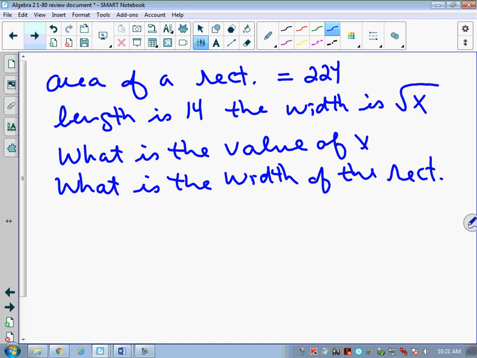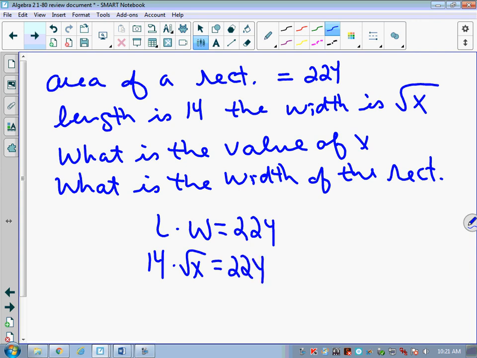Okay? The area of a rectangle, length times width, equals 224. And I don't know how well this is going to work. I'm making up these numbers, okay? But we're giving you an example of what the question will look like. We know the length is 14. Can I substitute that in? Okay, 14 times the width, radical x, equals 224. What is the value of x? So what would I do with 224?